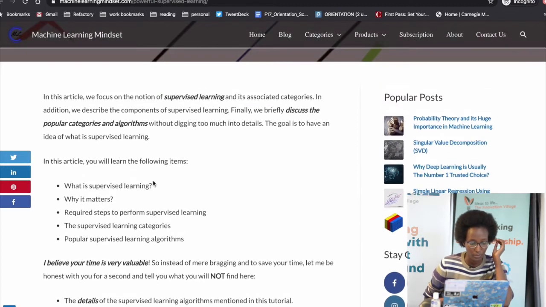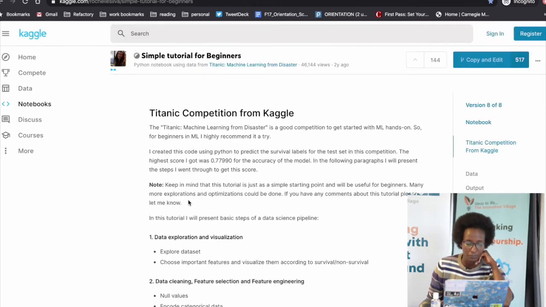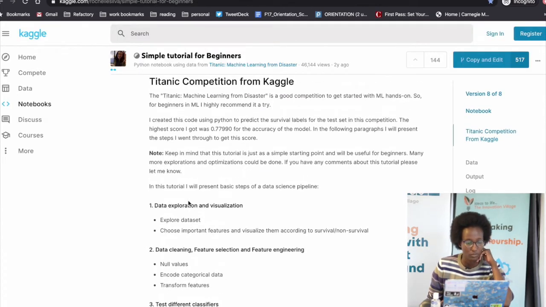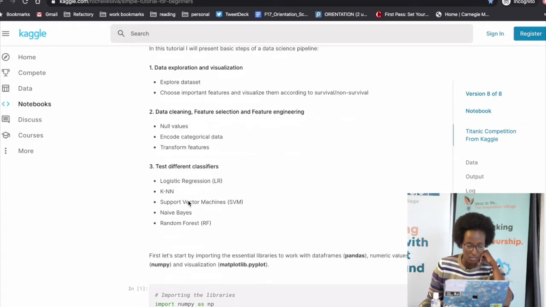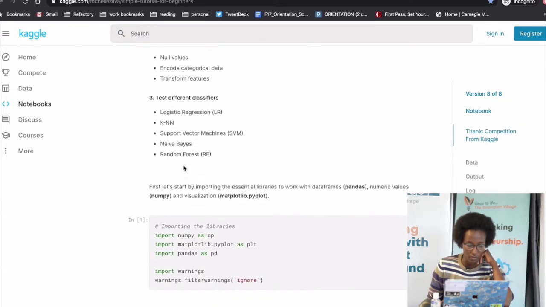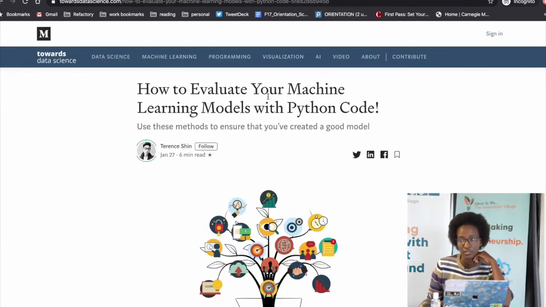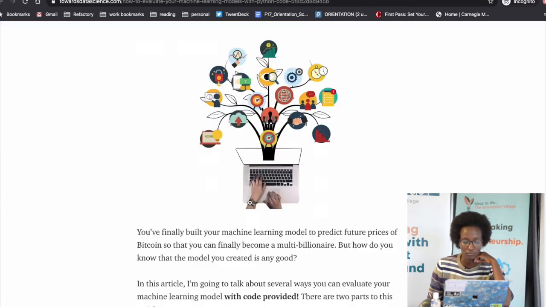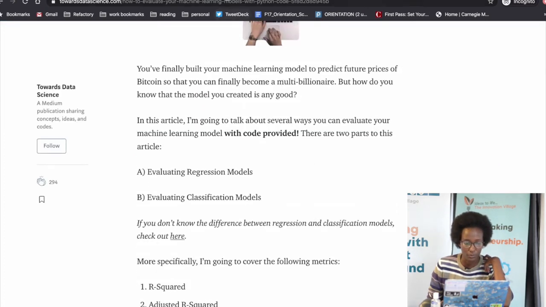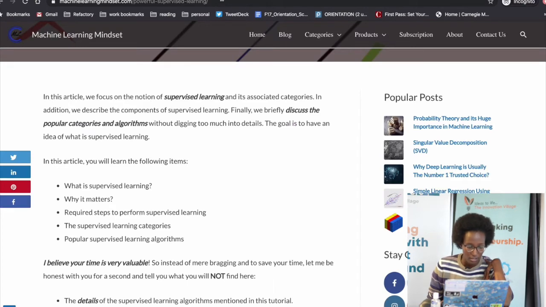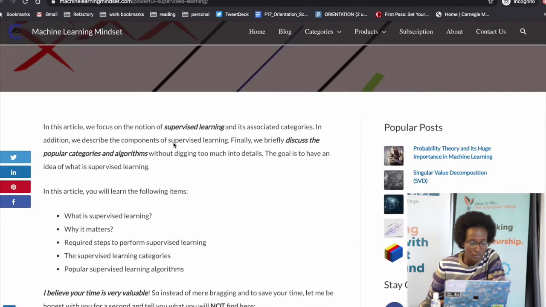Yeah, okay. So let's follow through this blog post, and after this we're going to see the Titanic competition example from Kaggle, how they used the different algorithms, and the whole process they took. And then we shall also see how we can evaluate our models using another blog post. All right, so let's start.